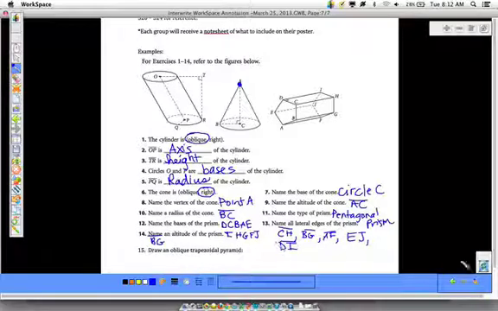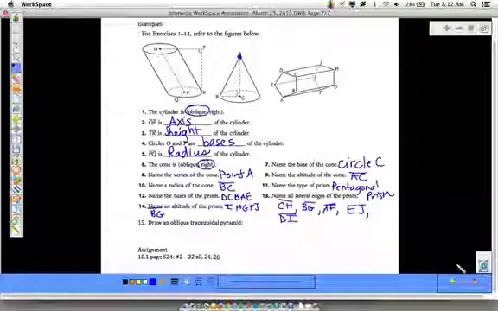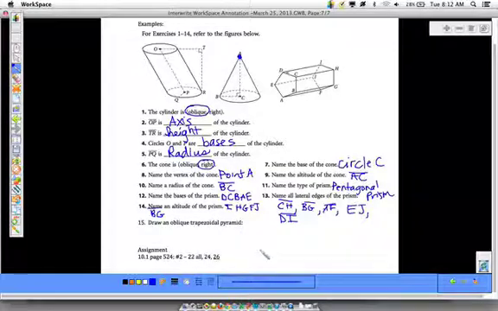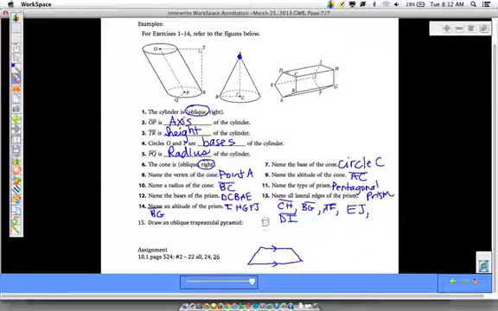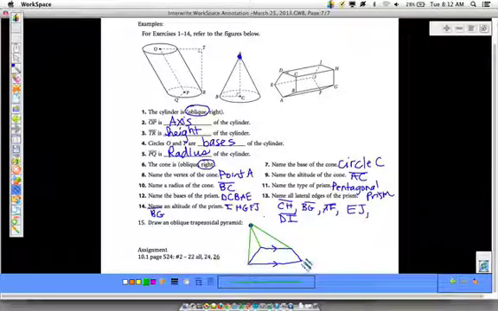And finally, draw an oblique trapezoidal pyramid. So when we draw a pyramid, we just have to draw the base, so trapezoid has one set of parallel sides. And then we can just make a vertex, and it says oblique, so we want it not to be a right trapezoid. So we'll make the vertex, and then we will connect each vertex to that point, the main vertex.